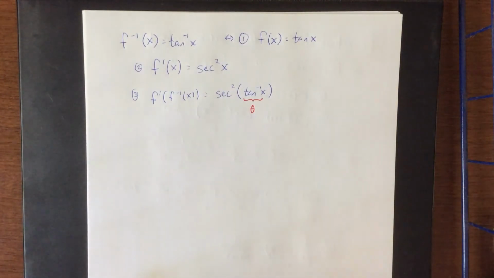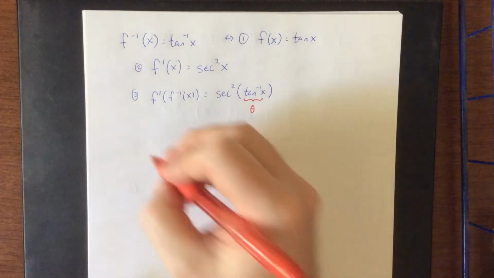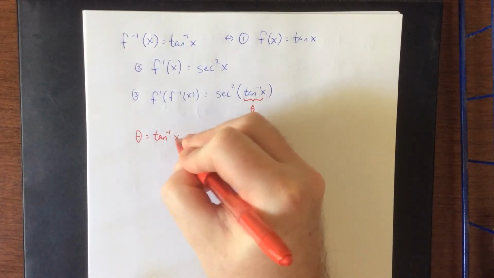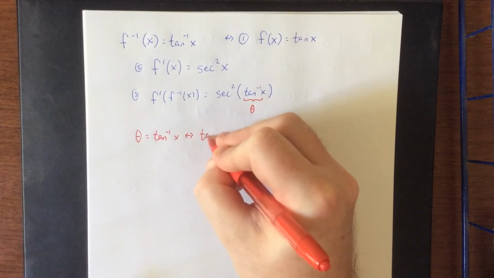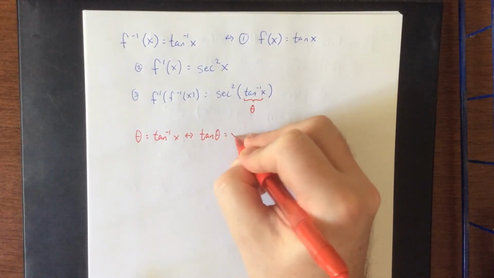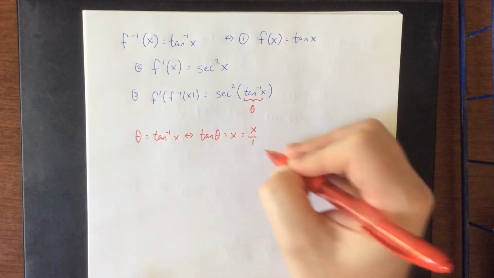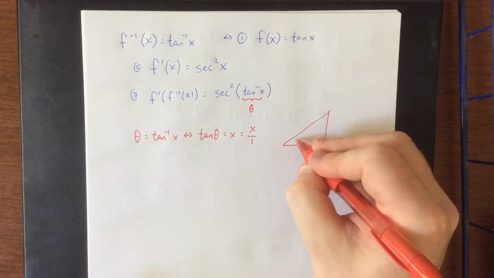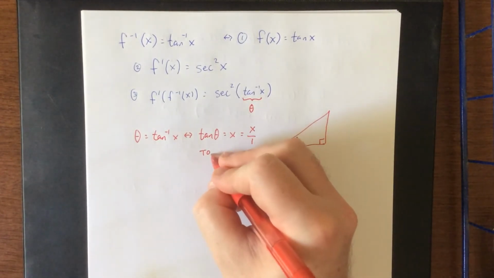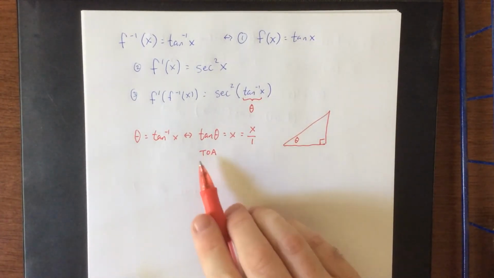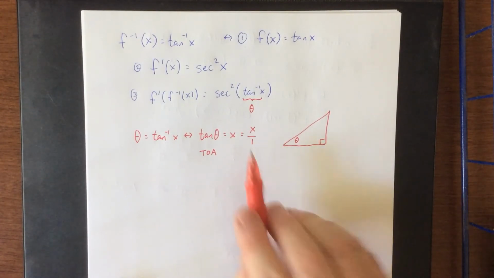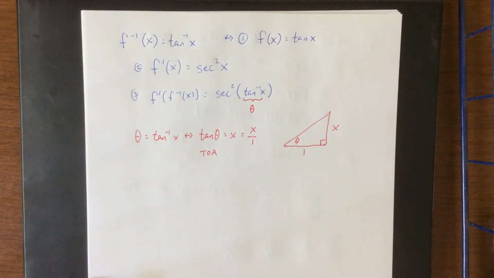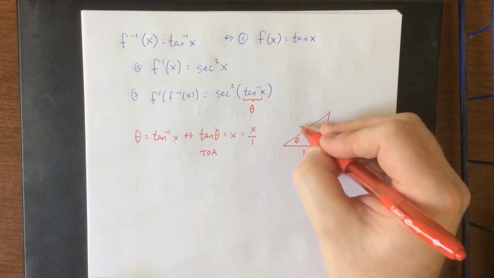For the first approach, we'll do the exact same thing as what we did in the previous example. So theta will be equal to the inverse tangent of x, or equivalently, this means that the tangent of theta is going to be equal to x, or more specifically, this will be x over 1. According to right triangle trigonometry, or the TOA of SOHCAHTOA, the tangent is the opposite over the adjacent. So opposite side will be x, adjacent side will be 1. You now have two sides of a right triangle. Please do the natural thing.